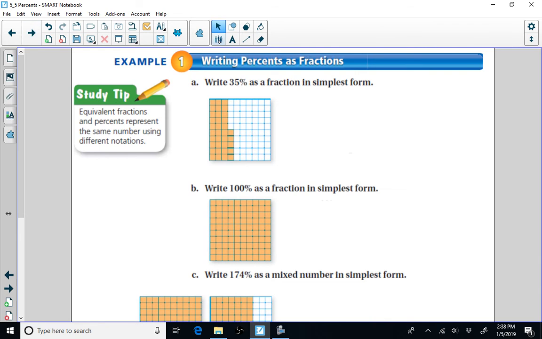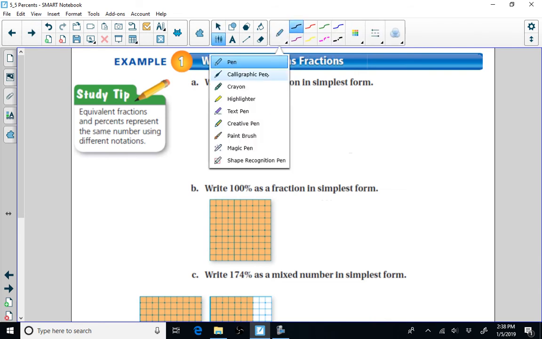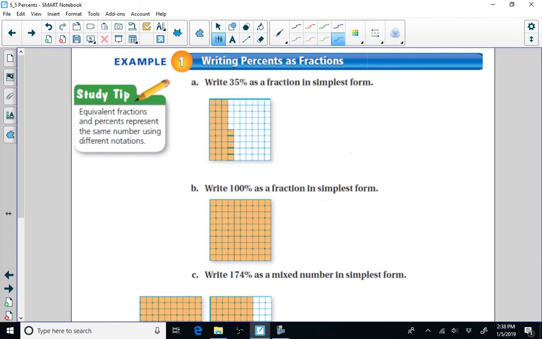Our first few examples here. All right, let's see what we got. If I want to write 35% as a fraction in simplest form, I first start by writing the percent as a ratio with a denominator of 100. So 35% would be written as 35 out of 100, right? Because the word percent means out of 100. And then we'd want to simplify that fraction.